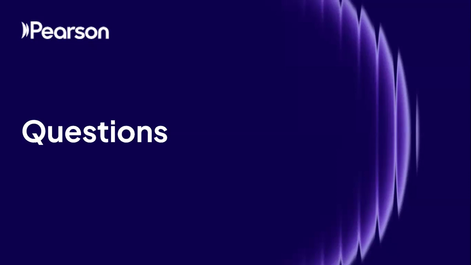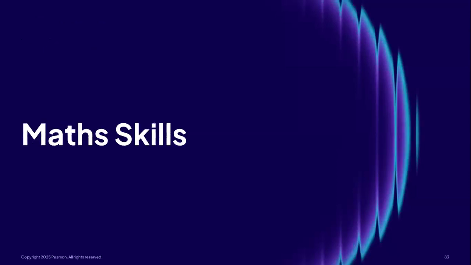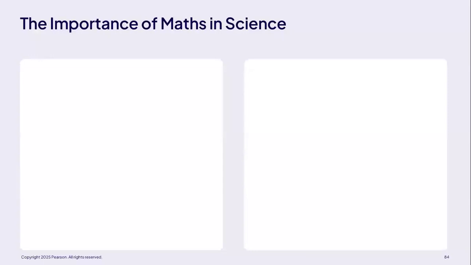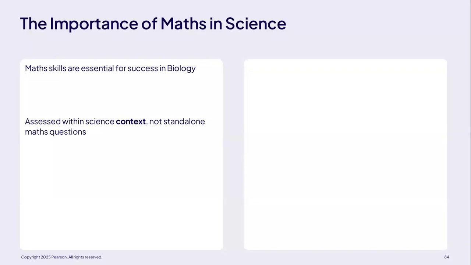Right, I will move on. I want to make sure we've got some time to talk about the mark schemes. So maths is obviously essential for success in biology. You need to be able to analyse data. It's within the science context. It's worth 10% of marks in the biology qualification.